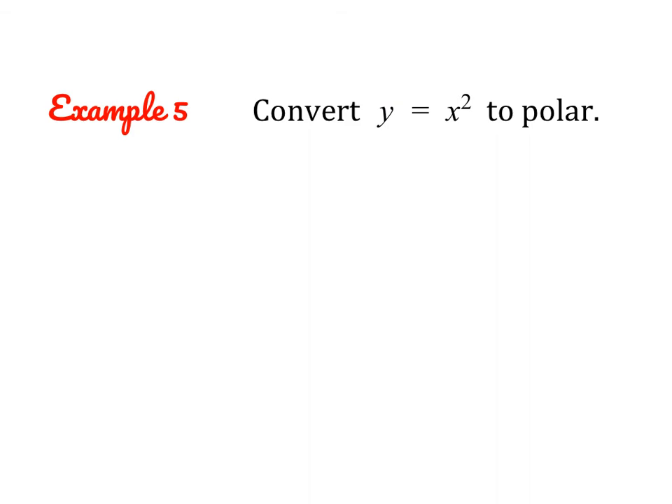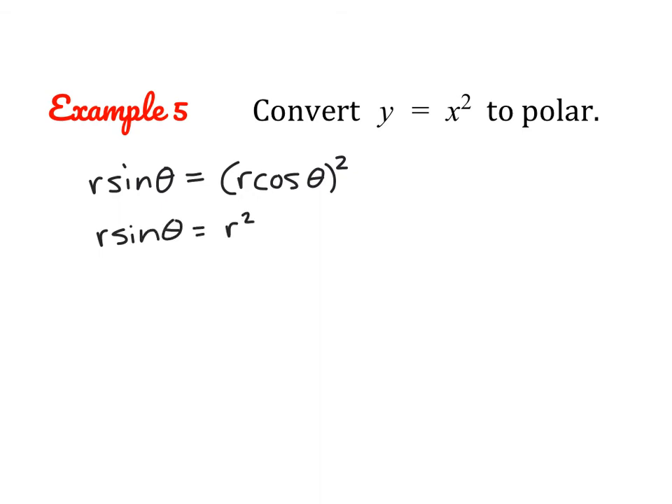Like I said, this one is always the same process. We replace y with r sine of theta, and we replace x with r cosine of theta. And now we just have to solve for r. We always want our equation to say r equals. So let's multiply this out.